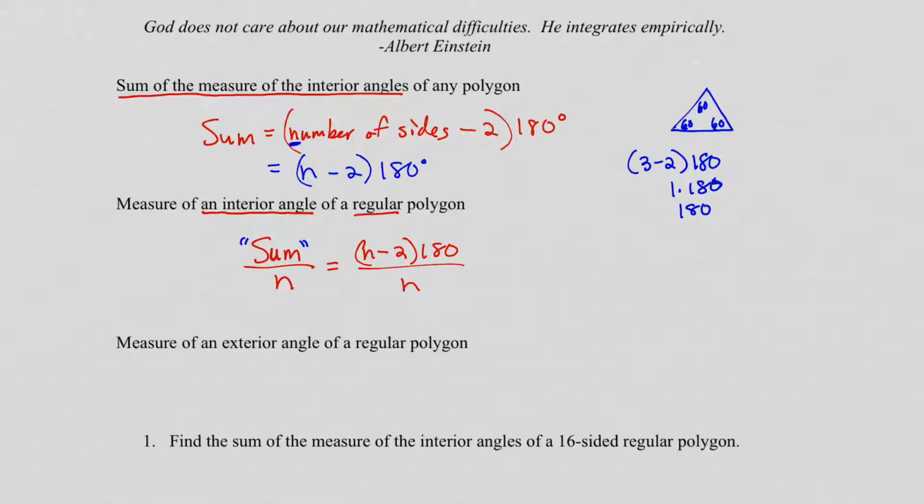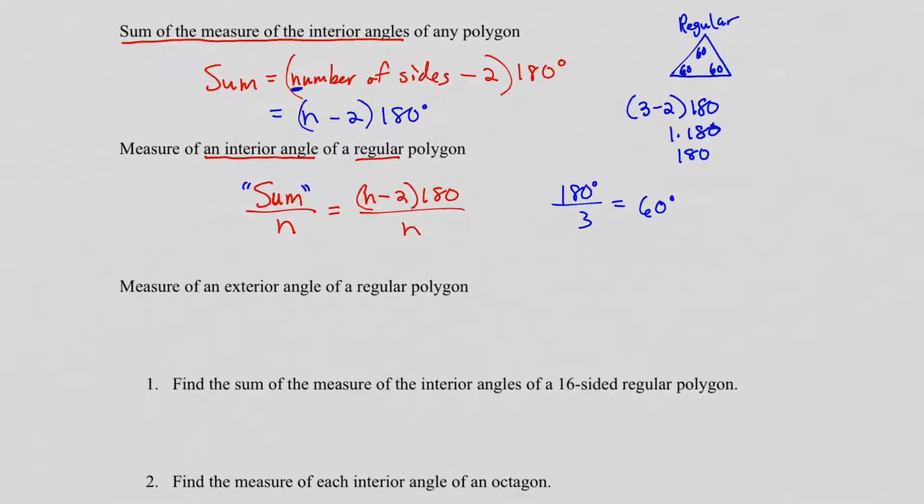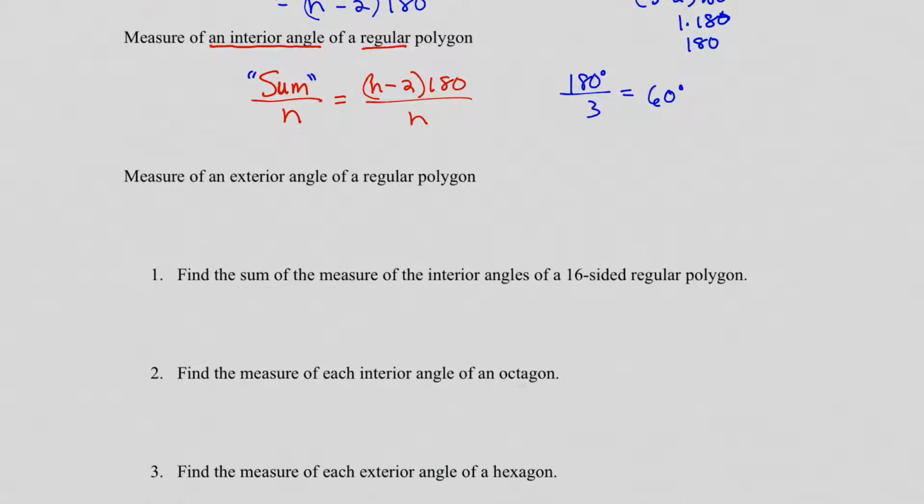So once again, I already showed this on the other page, but basically, if we know that a triangle has 180 degrees, and it's a regular triangle, and you divide it by 3, because we know the sum is 180 divided by 3, then that's going to be 60. Okay, which we already knew. This works for any regular polygon.